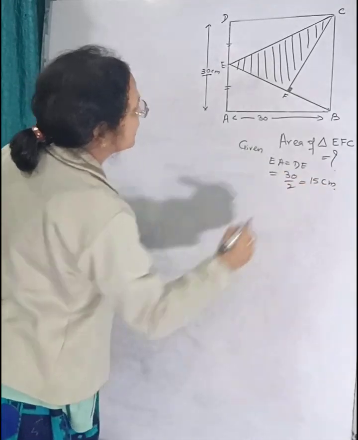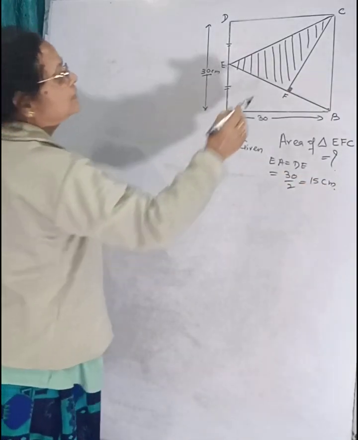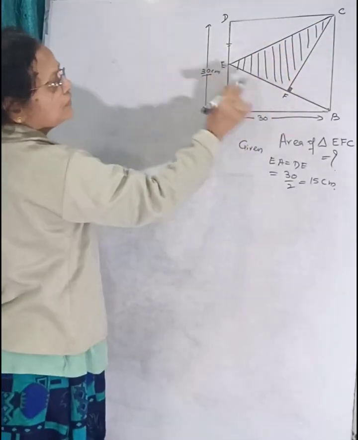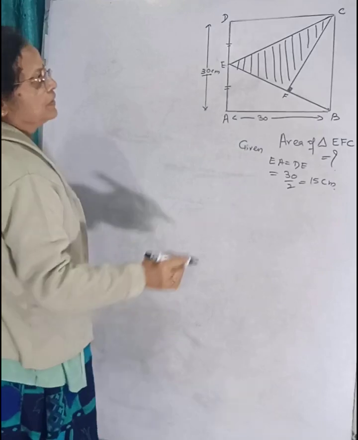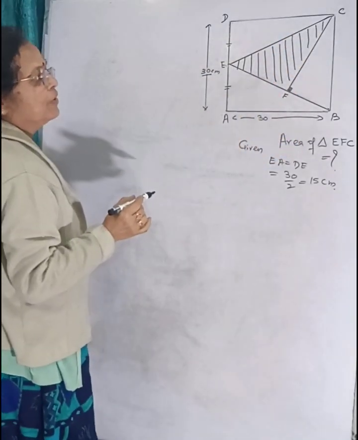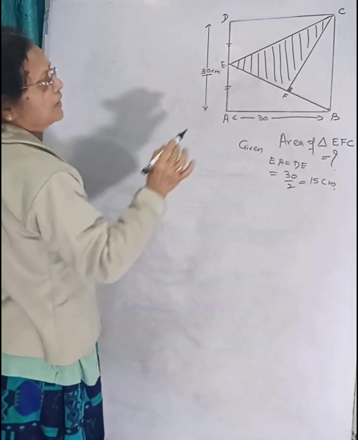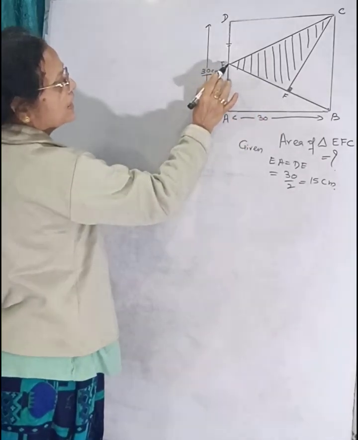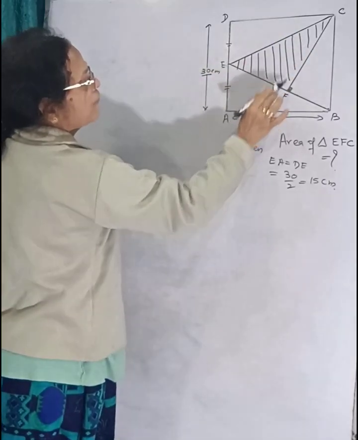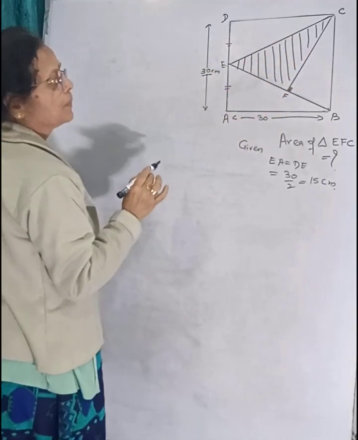This is also given. Except this, a perpendicular is also drawn from point C on EB at point F. We have to find the area of this triangle, CFB, the shaded portion.